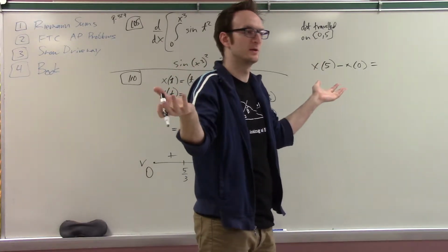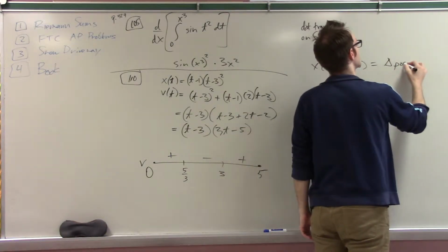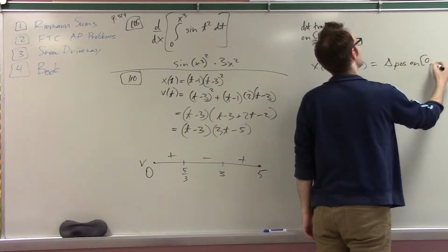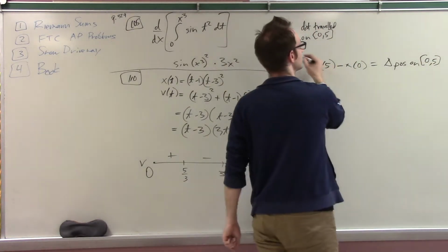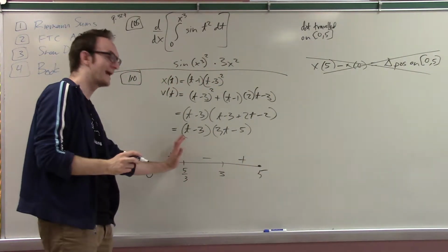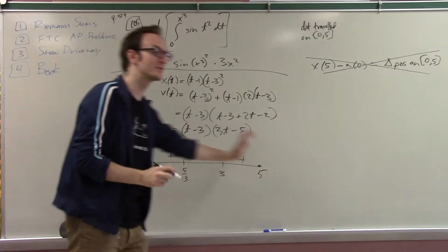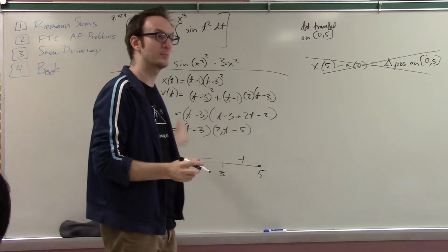Displacement. Yeah, this is just a displacement, right? This is just the change in position on the interval 0 to 5. But that's not what I want, right? I mean, that's correct, but this is not what I'm interested in. What I'm interested in is the distance traveled, because think about it, I'm going to move to the right, then to the left, then to the right again. So in order to find the total distance traveled, I have to split it up into intervals.